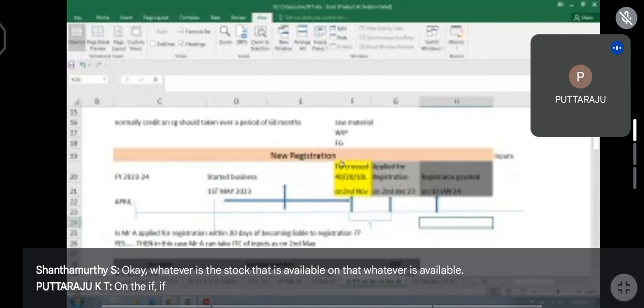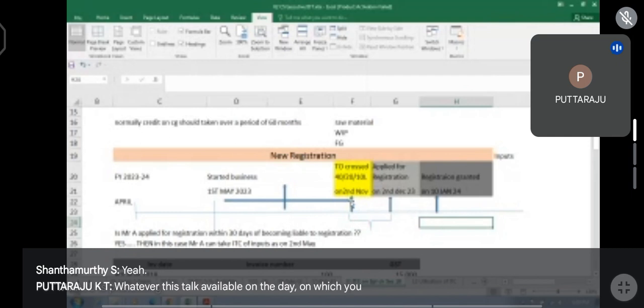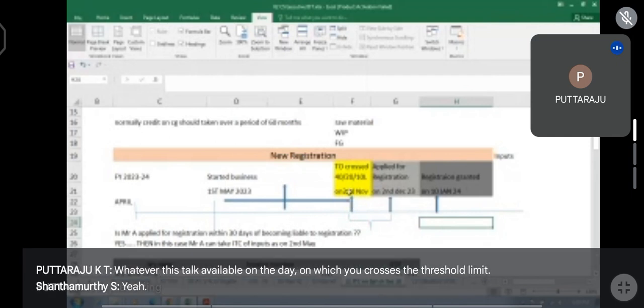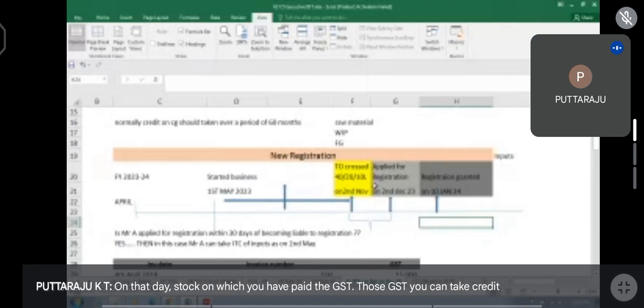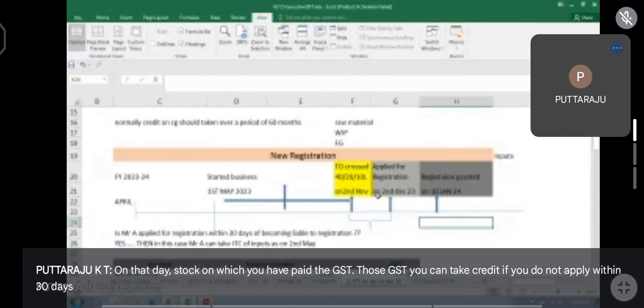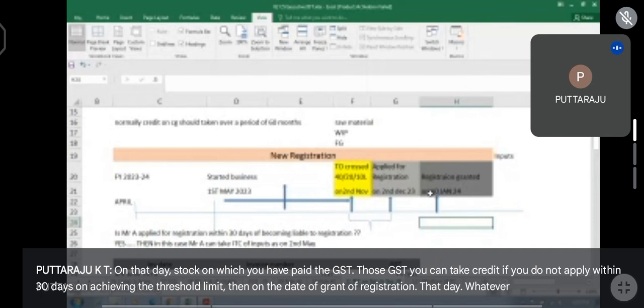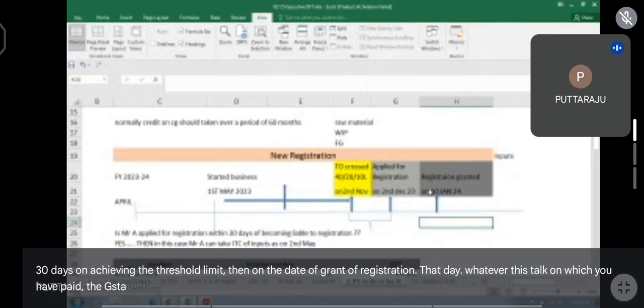If it is applied within 30 days, whatever the stock available on the day on which you cross the threshold limit, on that day's stock on which you have paid the GST, those GST you can take credit. If you do not apply within 30 days on achieving the threshold limit, then on the date of grant of registration, whatever the stock on which you have paid the GST is available to credit.